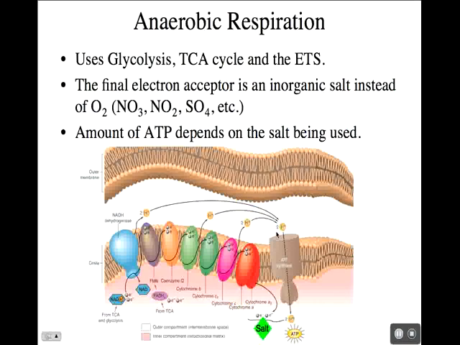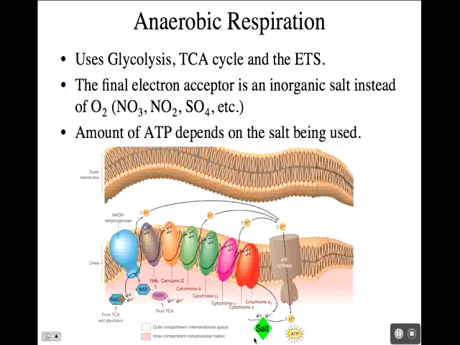Anaerobic respiration uses glycolysis, TCA, and ETS. In fact, glycolysis and TCA are identical. The only difference between aerobic respiration and anaerobic respiration is the final electron acceptor of the ETS. Remember, in the ETS of aerobic respiration, the final electron acceptor was oxygen that became water. Anaerobic respiration uses something besides oxygen as the final electron acceptor.